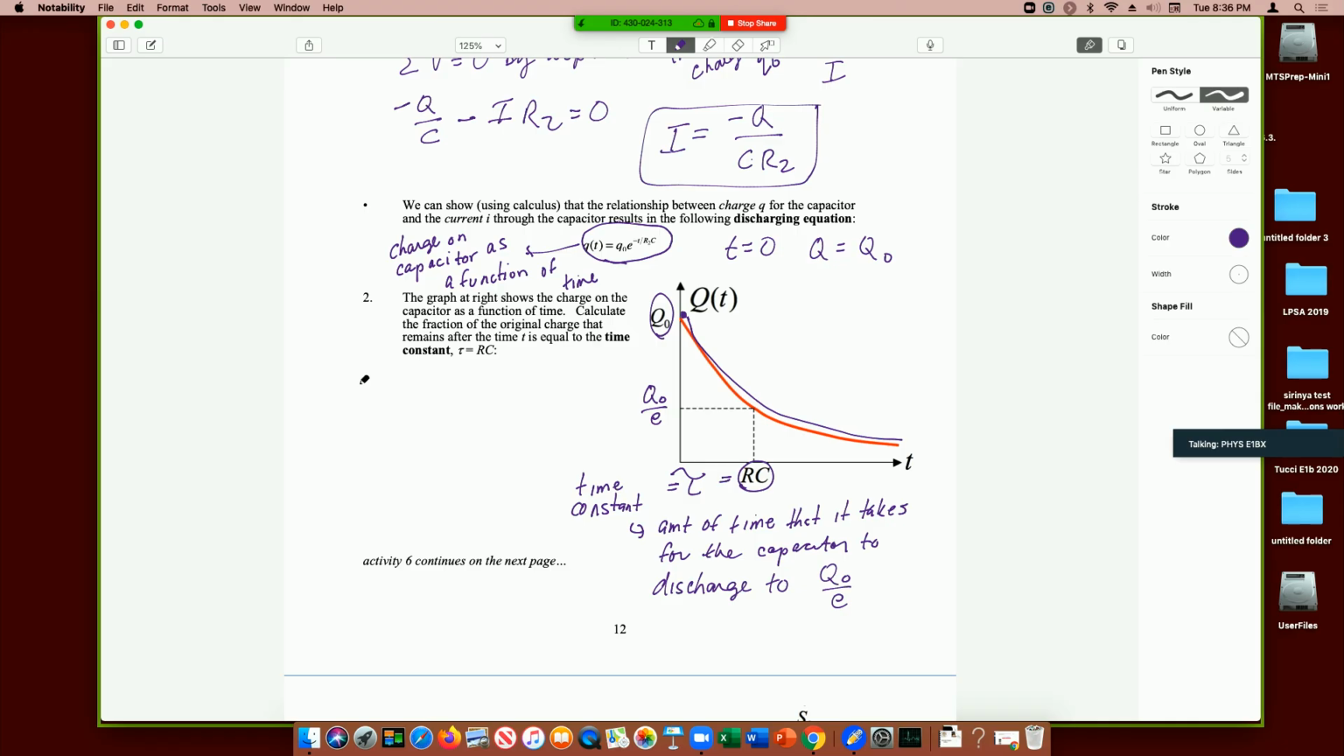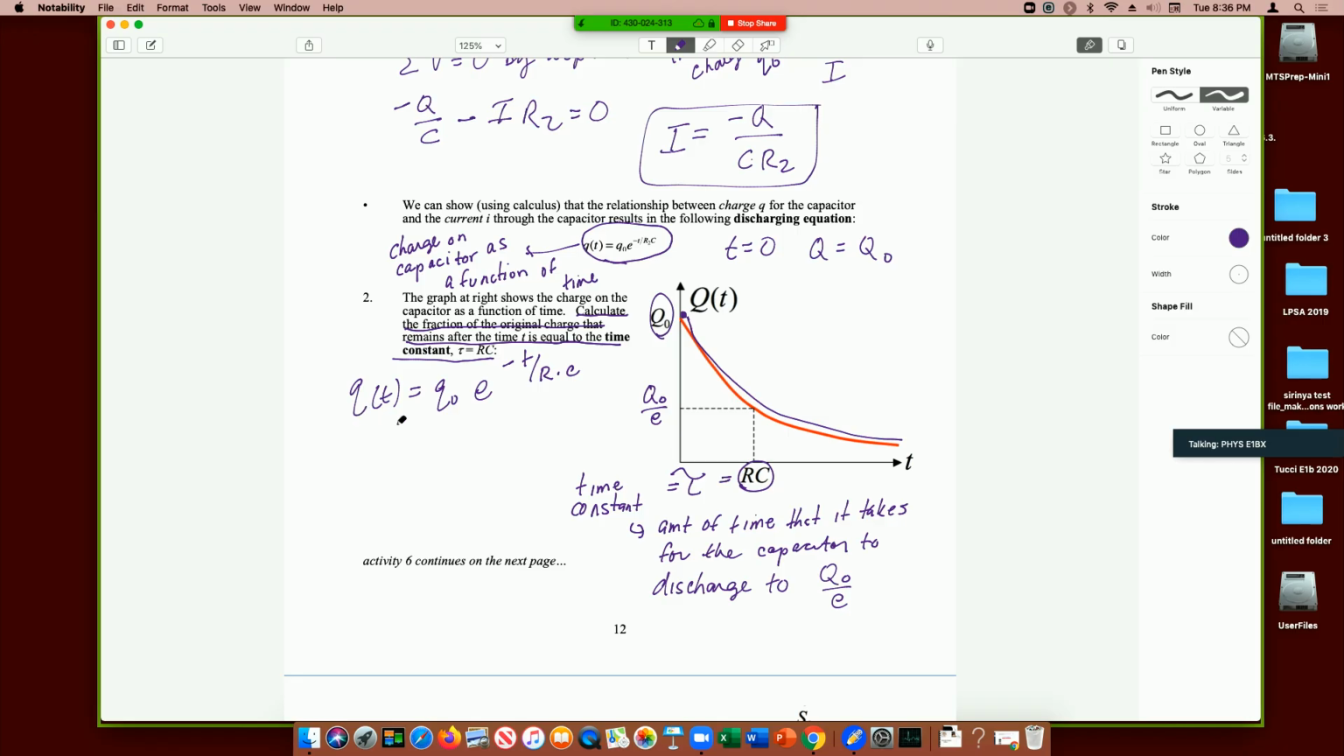Okay, so let's just explore this. The discharging equation is Q naught times e to the negative t over the resistance times the capacitance, okay? And this question is: calculate the fraction of the original charge that remains after the time is equal to the time constant. Okay, that's a reasonable question to ask.